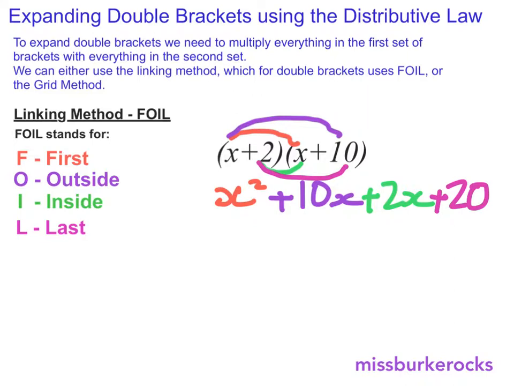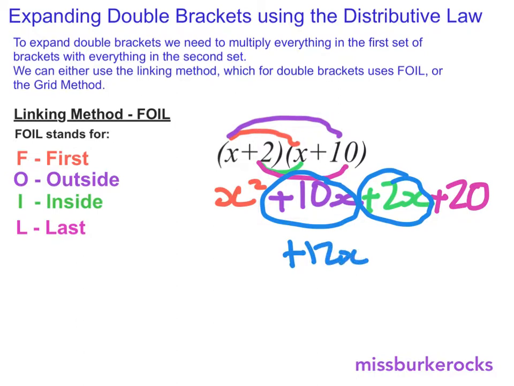Then, as before, I need to check to see if I've got any like terms, which in this case I have positive 10x plus 2x gives me positive 12x. Everything else drops down, as before, so we have x squared plus 12x plus 20, and we're done.